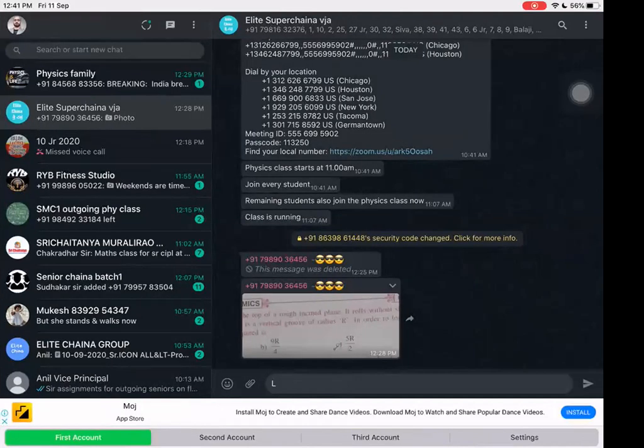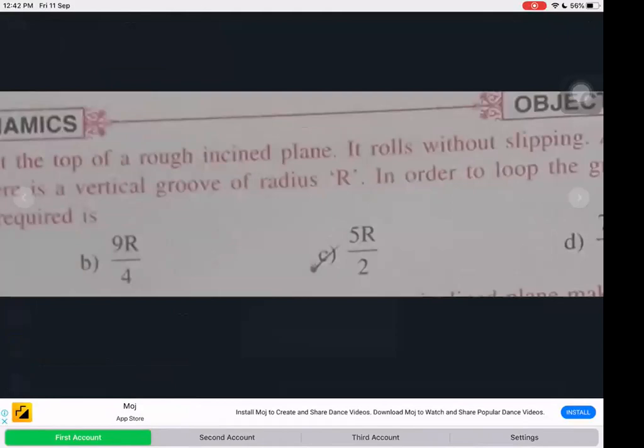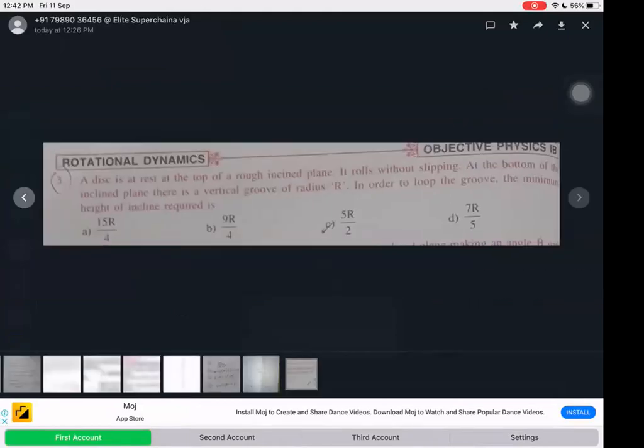Rolling around the incline. Vertical groove. This question. Yes, sir, vertical groove only. This one. Then the question may be wrong. I don't know what it means. I'm thinking like that only. Or maybe you are making wrong equations. I don't know what equations you are writing, we will not be getting the answer from wrong equations.